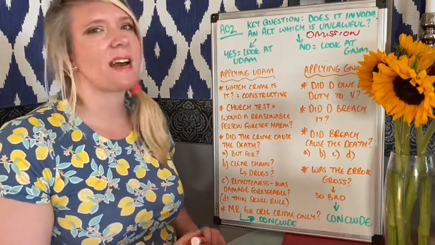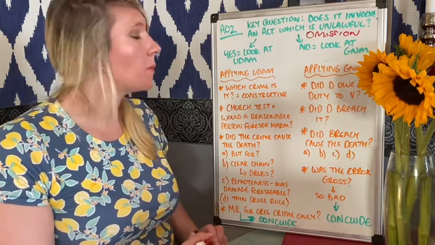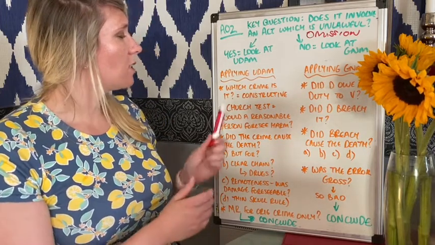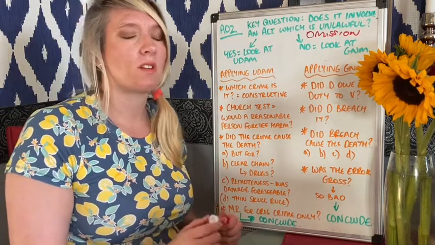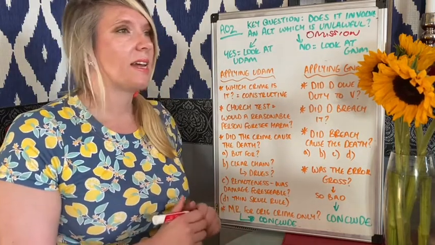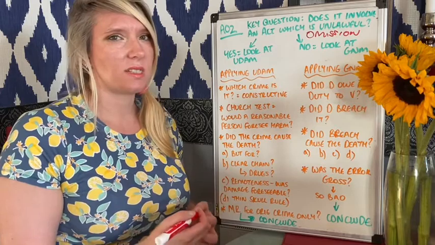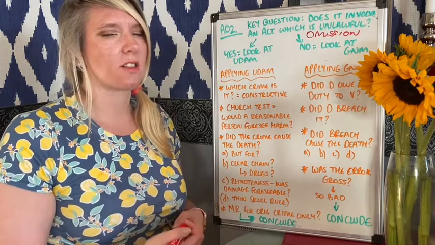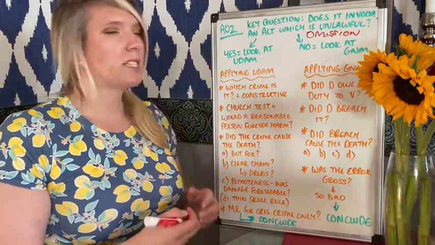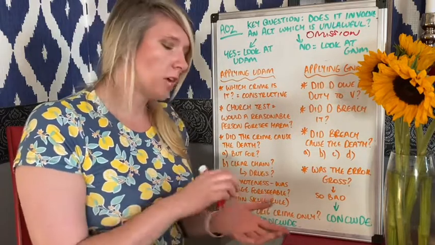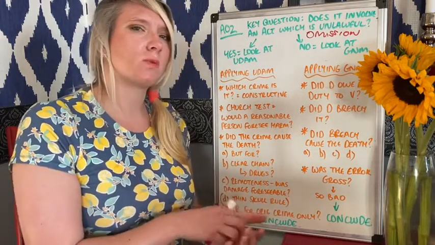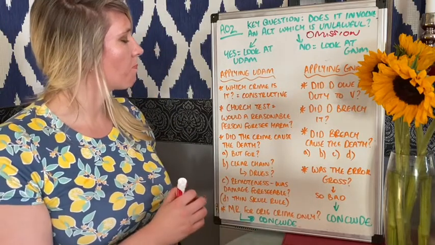So how do we decide then if this person's going to be liable? First off, you've identified it's an unlawful act. Which unlawful act do you think it is? Is it battery? Is it assault? Is it robbery? Is it burglary? This is called constructive manslaughter because we're going to construct the manslaughter from this. So you need to find what's at the base, what's at the root of the crime.